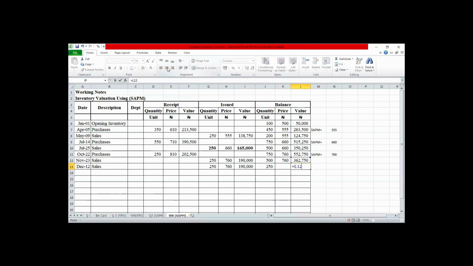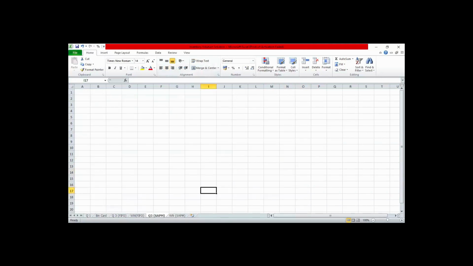Which is equal to this minus 190,000. Is that what you have? Yes, sir. Okay. That's all. What's the next one? That's the last one. Then we can go and prepare our accounts. Statement of profit or loss.